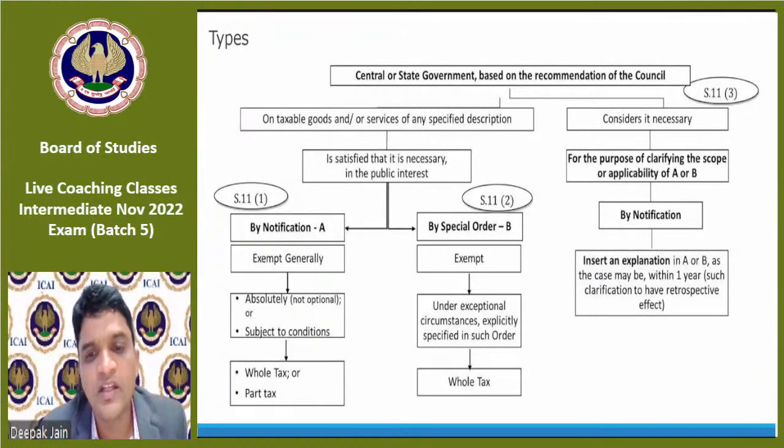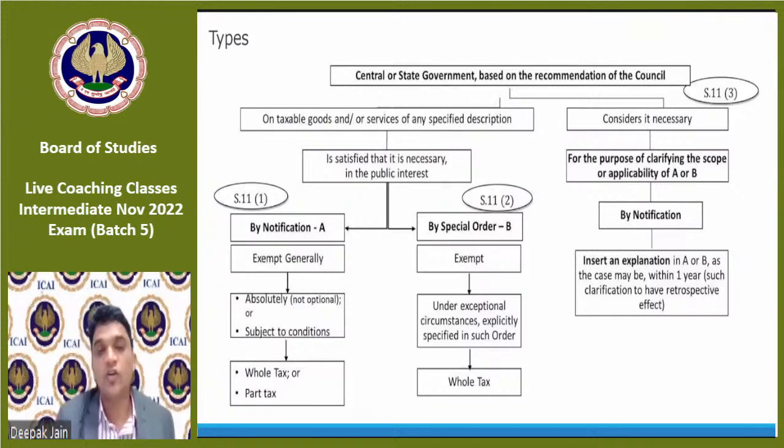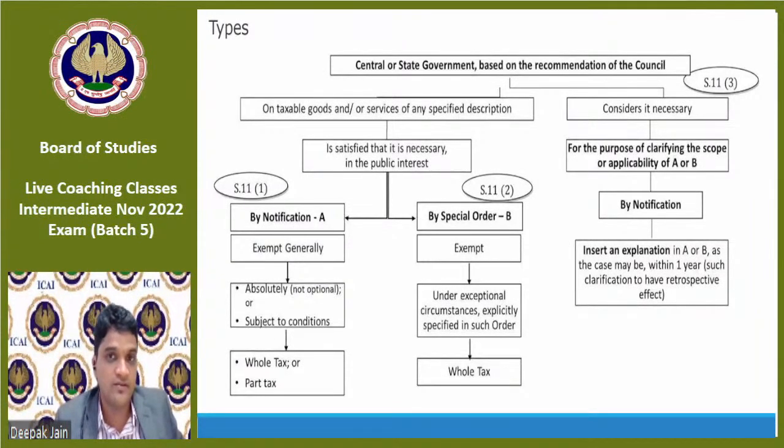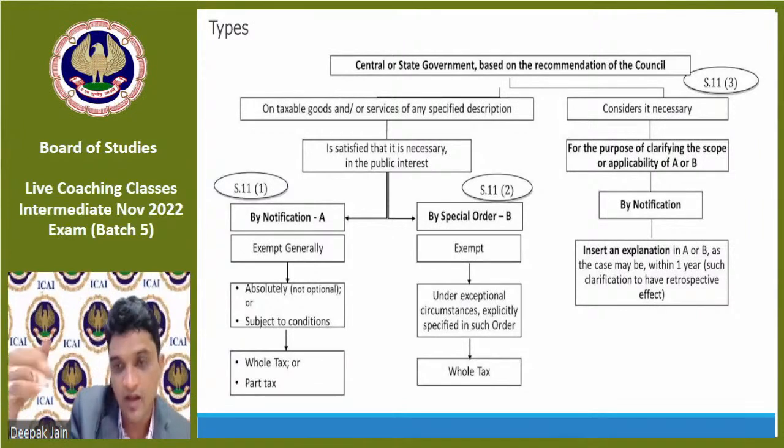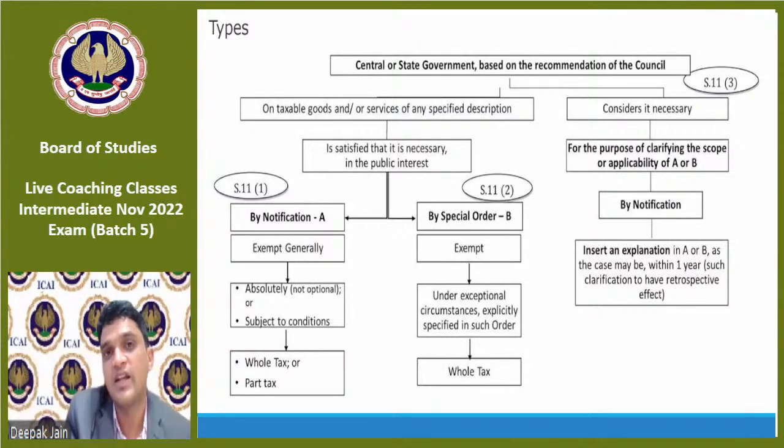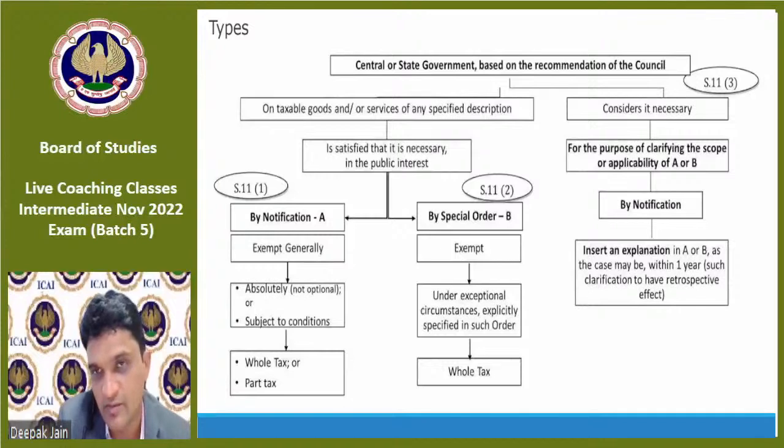After 1 year, can the government give an explanation? After 1 year, the government can give an explanation, but that will not have the effect of being retrospective. Whenever it is issued within 1 year, it will be deemed always to be retrospective. But any explanation which is given after 1 year will not be retrospective. It will have a prospective effect, which means when the explanation is inserted, from that day it will be treated as an explanation, not before that.